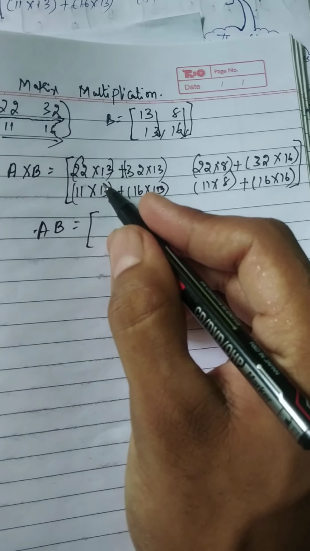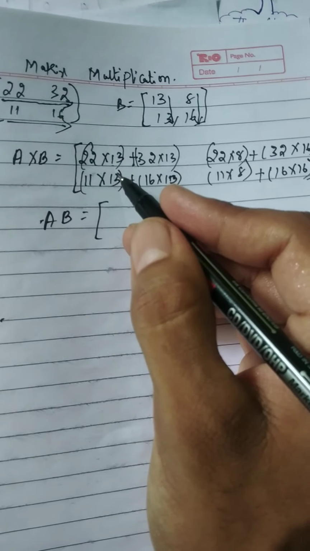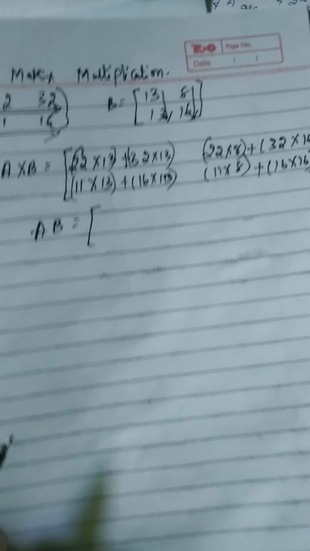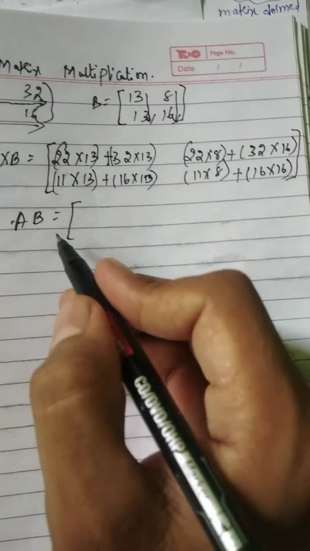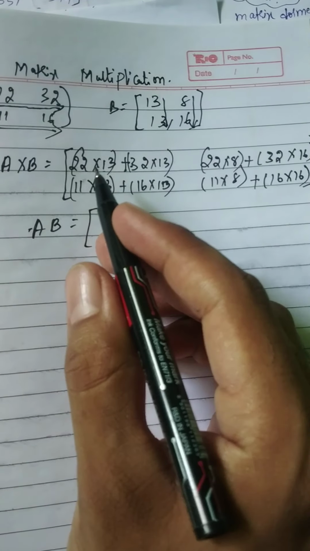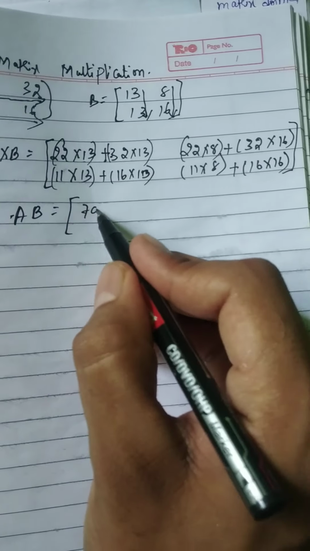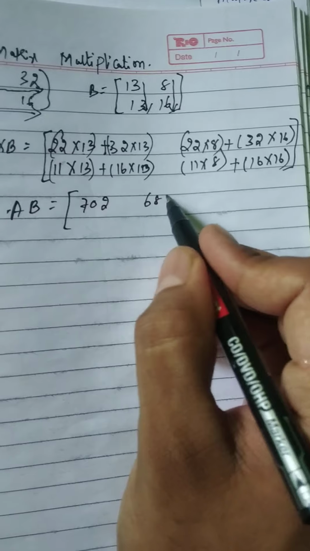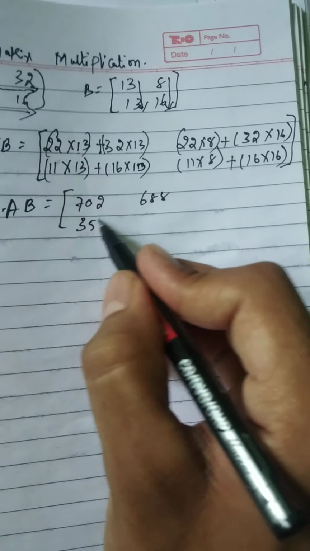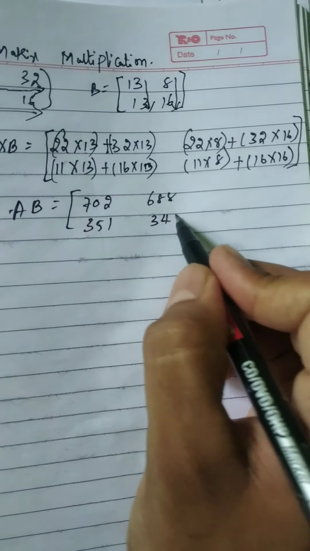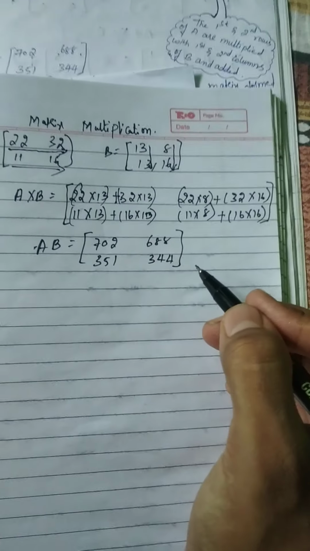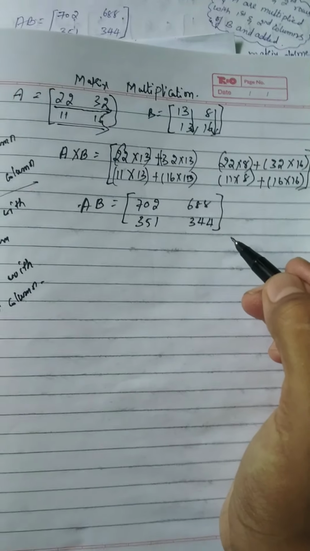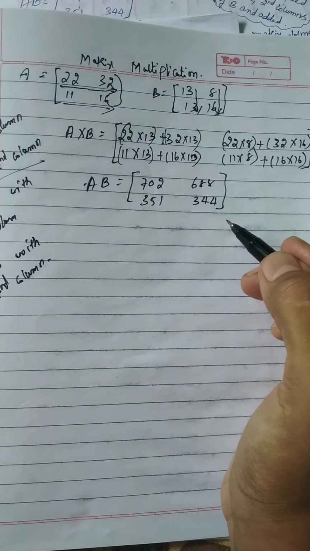Now multiply the values there. 22 times 13 is like, if you simplify all these values, you will finally get 702, 688 and 351, 344. So this is your resultant matrix. Hope you have understood the matrix multiplication.